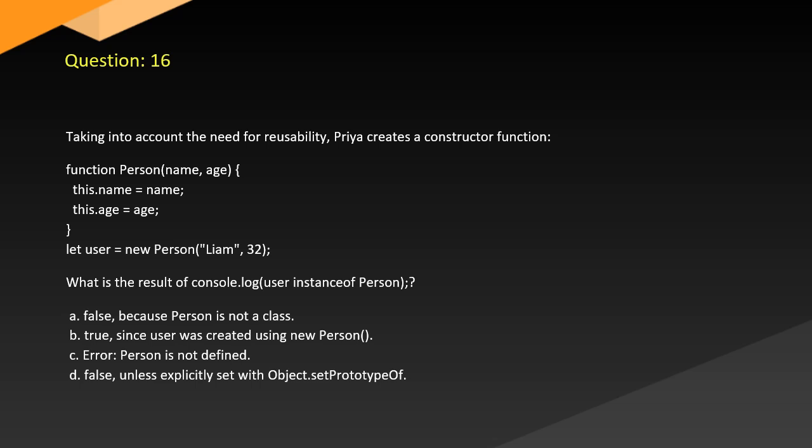A. False, because Person is not a class. B. True, since user was created using new Person. C. Person is not defined. D. False, unless explicitly set with Object.setPrototypeOf.